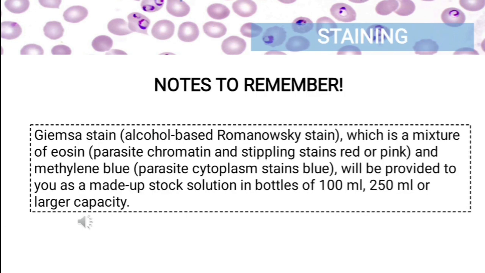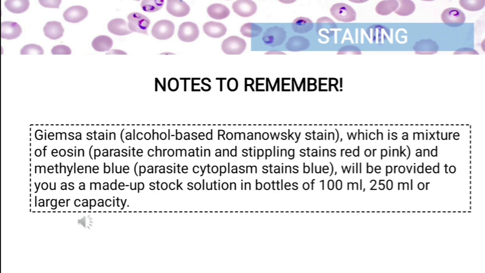Now let us proceed to staining. Giemsa stain is an alcohol-based Romanowsky stain, which is a mixture of eosin, in which the function of eosin is to stain your parasite chromatin in stippling red or pink, and methylene blue, which stains your parasite cytoplasm blue. So this will be provided as a made-up stock solution in bottles of 100 ml, 250 ml, or larger capacity.